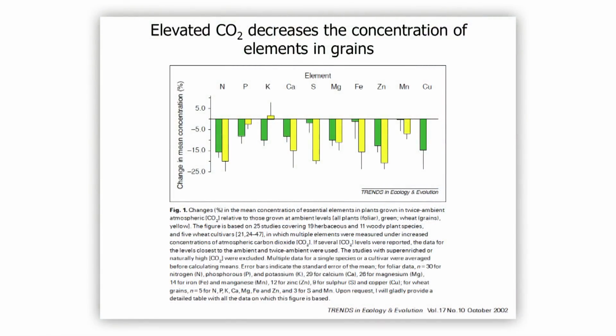One of the negative impacts of CO2, though, is that because the plants have a higher carbon concentration, there's a dilution effect in the grains. And so what you're looking at here is the change in nutrient concentration in grains of major crops. And so you can see the nitrogen content goes way down, as do many other elements. And so while CO2 will increase the amount of grain, it will decrease the quality of that grain in the future.